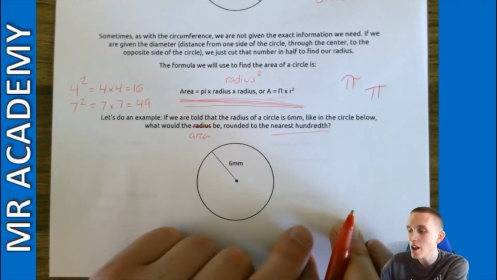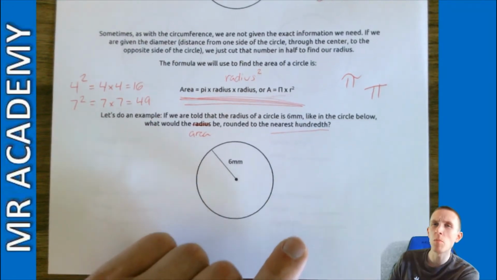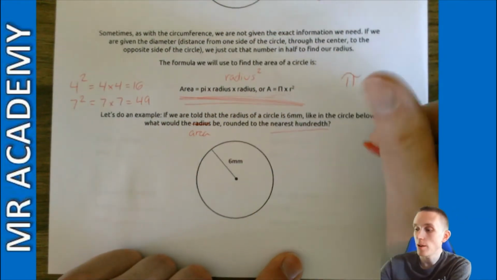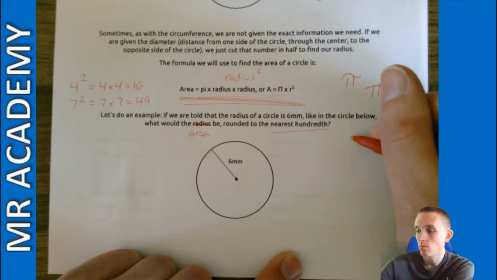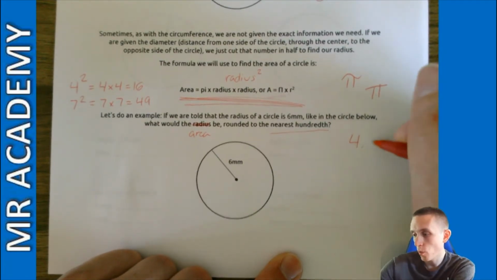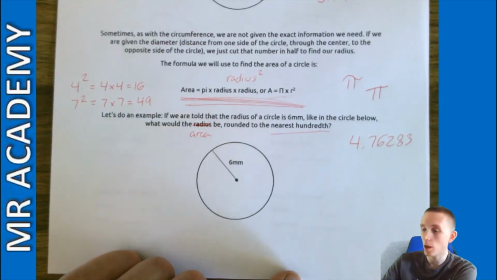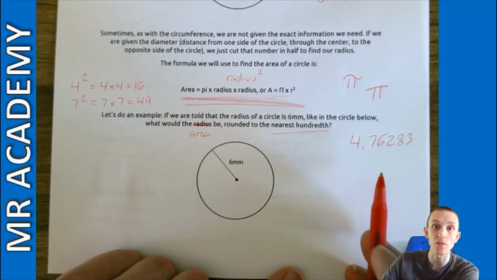If you haven't really worked much with rounding numbers and rounding decimals, I did make a video of that as well. Feel free to head back and check that out at some point. But if I have, let's go, 4.76283, and so on. All of these have different place values.